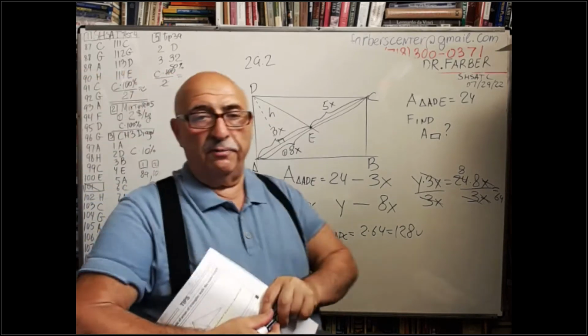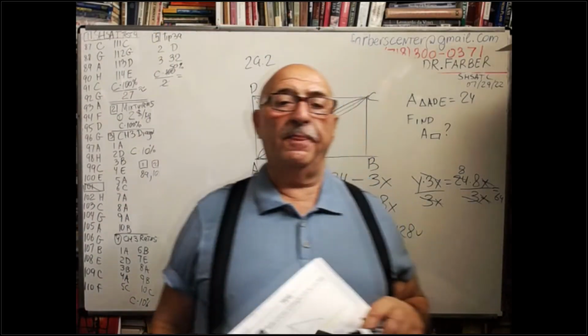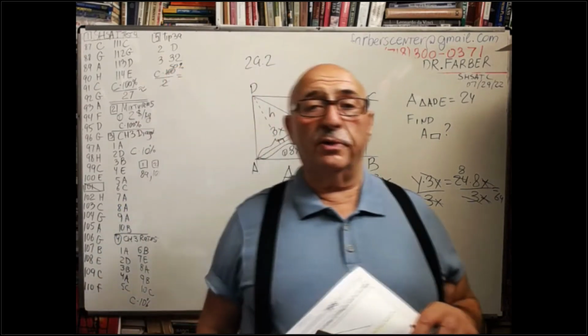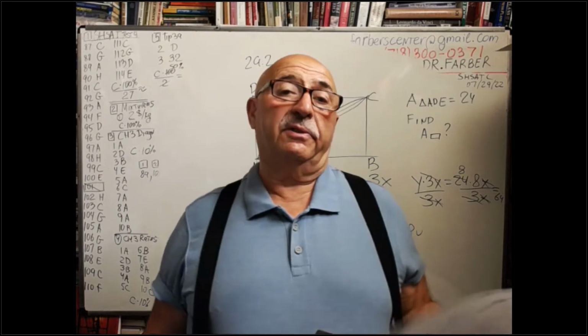So again, if I give these tips, read this and try to understand what you did. If you have 2 triangles with the same altitude, the ratio of their areas equals the ratio of their bases, because the height is the same, common.